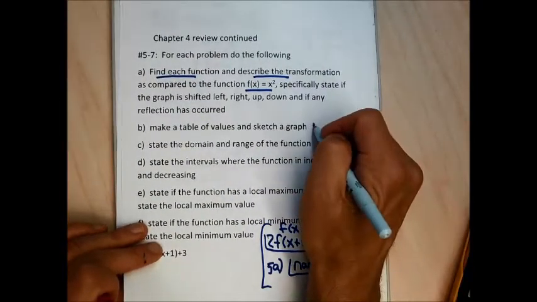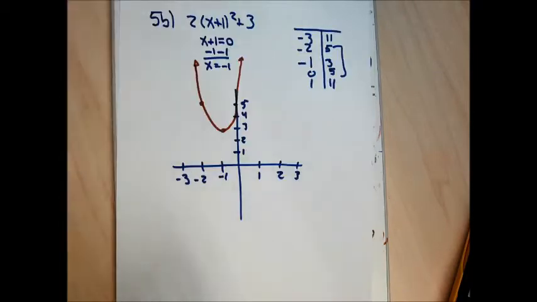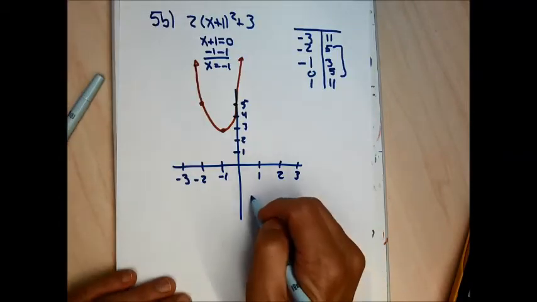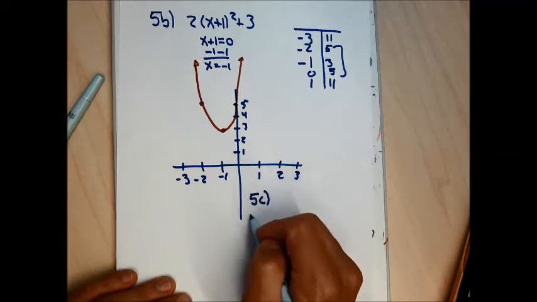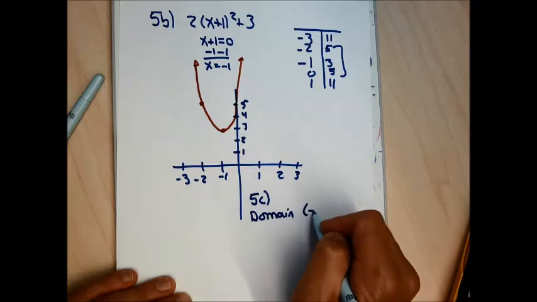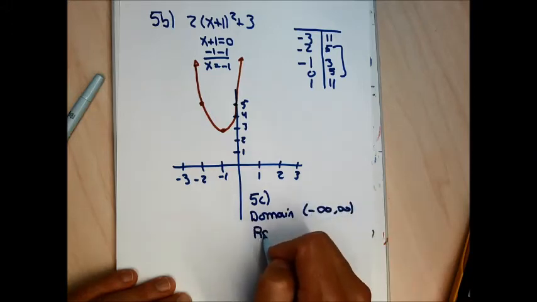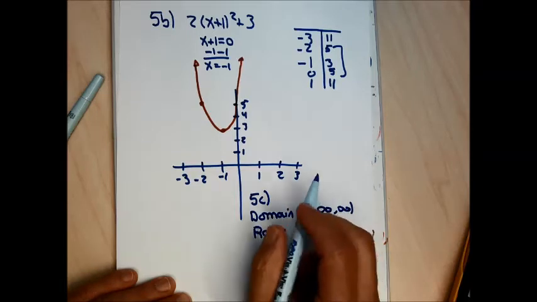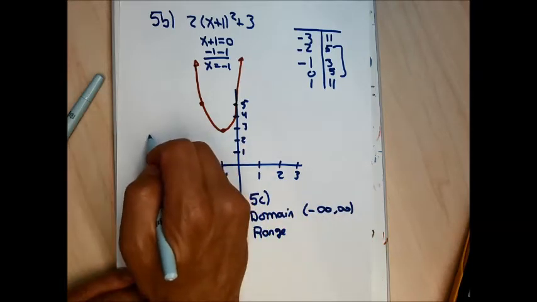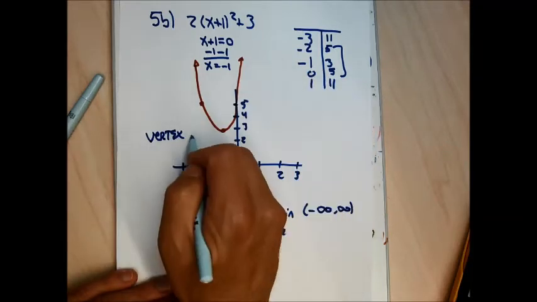So done with 5B. Now I'm going to state the domain and the range for 5C. The domain for every parabola that we're going to graph is negative to positive infinity. So for 5C, there's no algebra to do for the domain. There's no thoughts. The domain for every parabola that we do is negative to positive infinity. And for the range, I needed to label the vertex. And I need that vertex. This vertex is the point -1, 3.